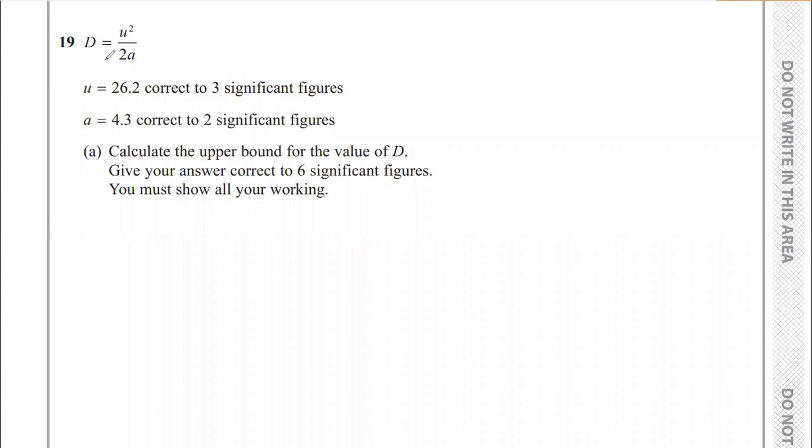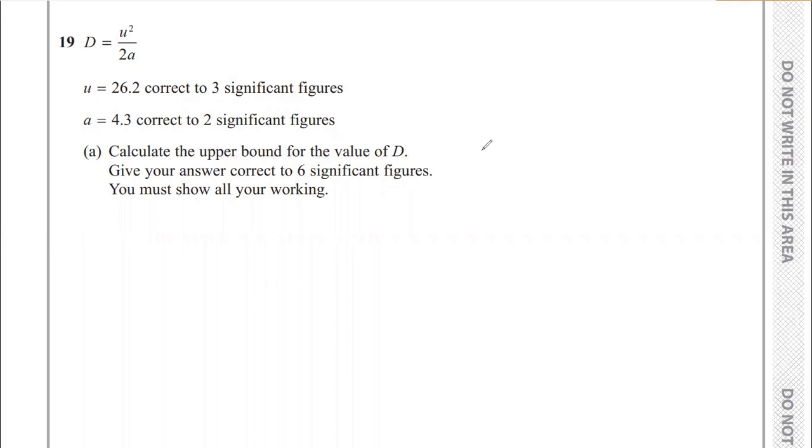Question 19. d equals u squared over 2a. u equals 26.2, correct to 3 significant figures, and a is equal to 4.3, correct to 2 significant figures. Calculate the upper bound for the value of d.